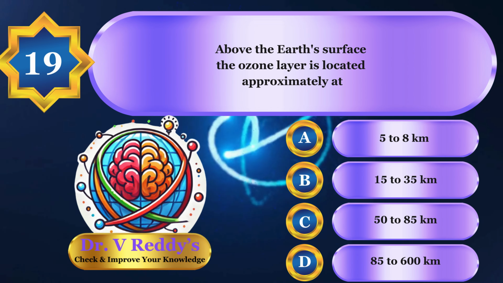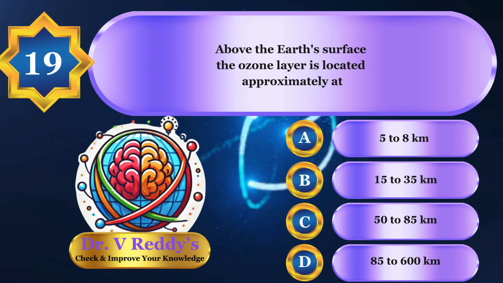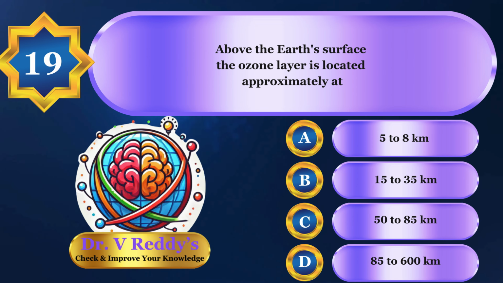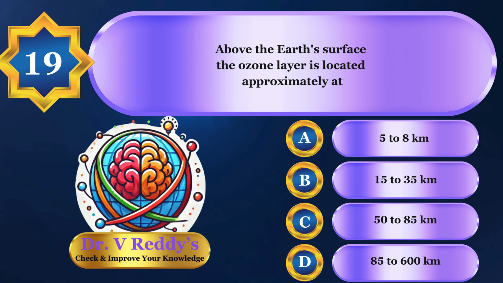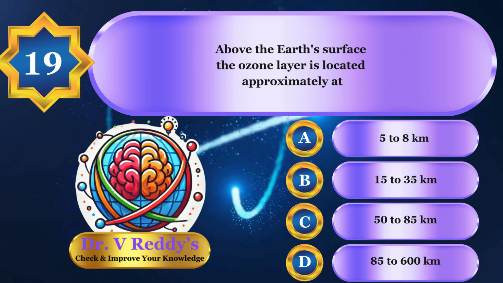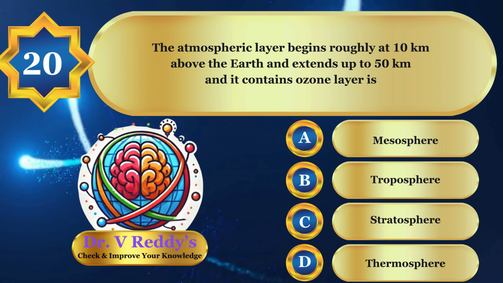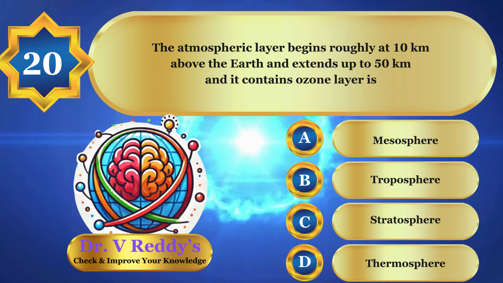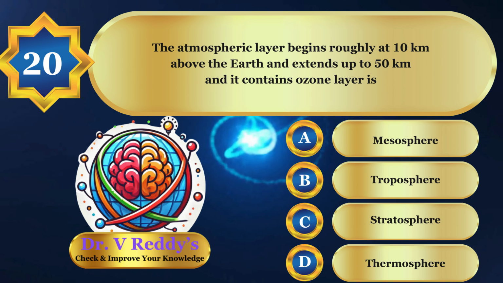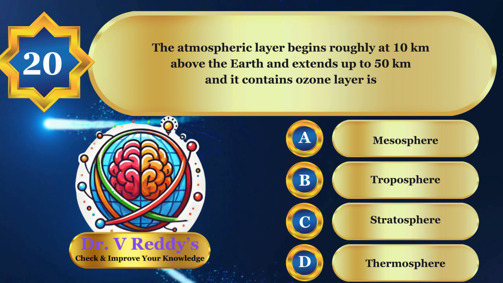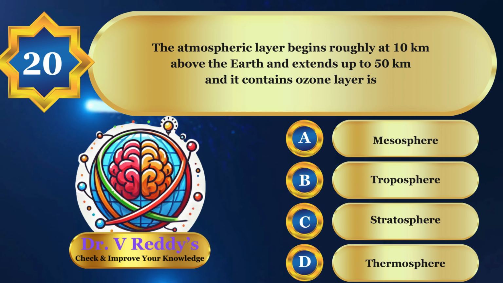19. Above the Earth's surface, the ozone layer is located approximately at A. 5 to 8 kilometers, B. 15 to 35 kilometers, C. 50 to 85 kilometers, D. 85 to 600 kilometers. 20. The atmospheric layer that begins roughly at 10 kilometers above the Earth and extends up to 50 kilometers, and contains ozone layer is A. Mesosphere, B. Troposphere, C. Stratosphere, D. Thermosphere.